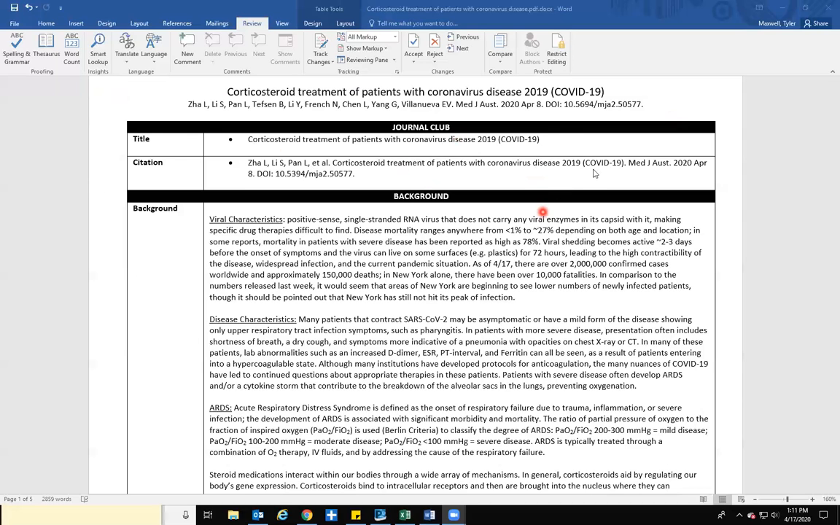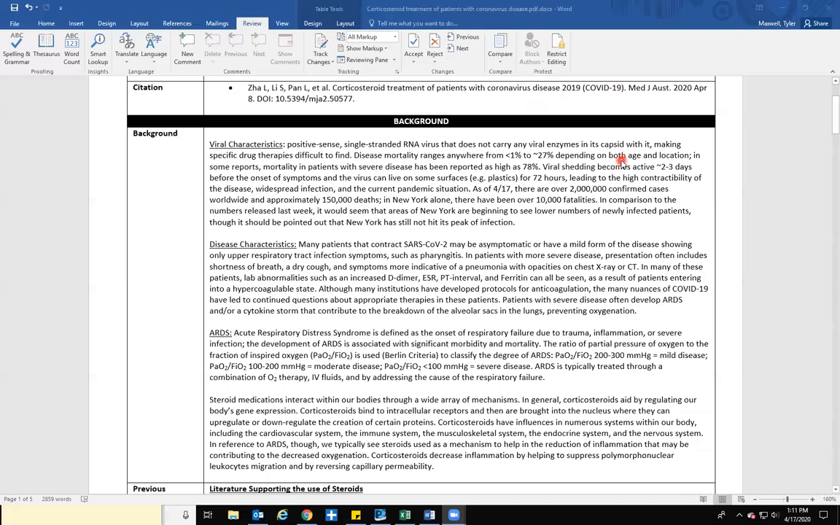And for the background, for those of you that have been tuning in every week, it's going to be pretty similar, just as we've gone over the characteristics of coronavirus pretty in detail at this point. But for anybody that is just tuning in this time, I'll go over a few of the highlights real quick.